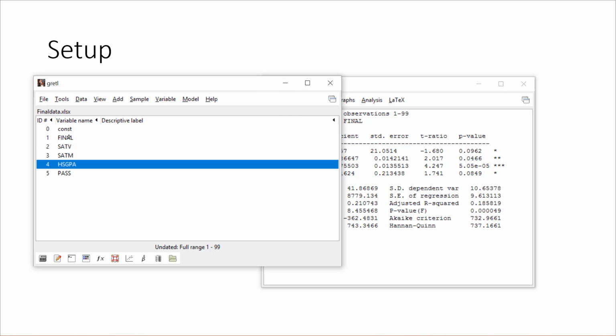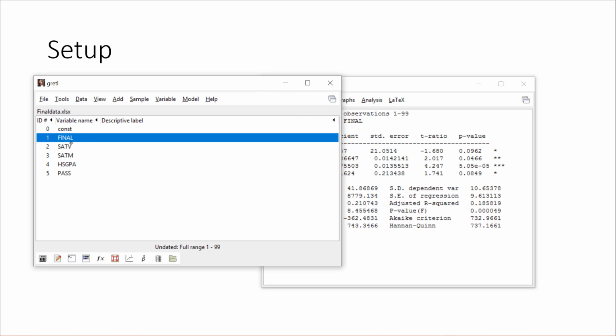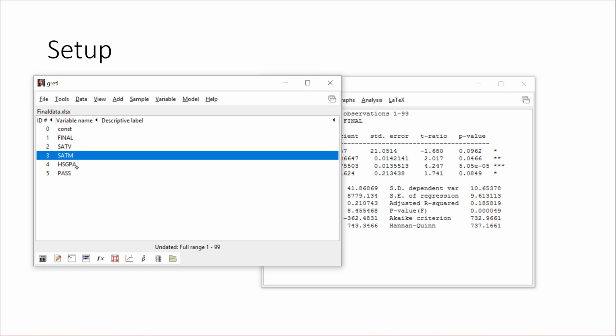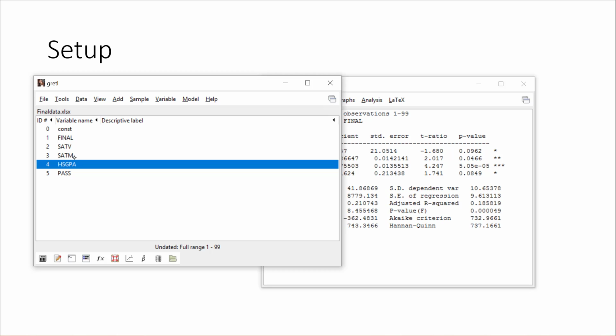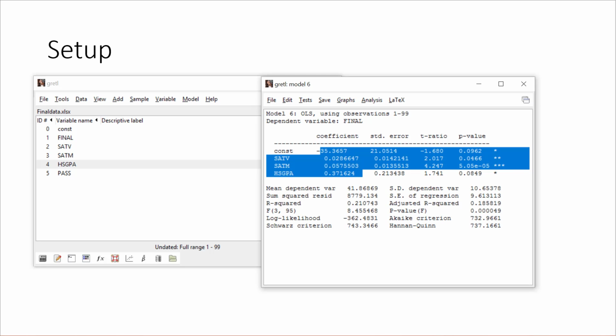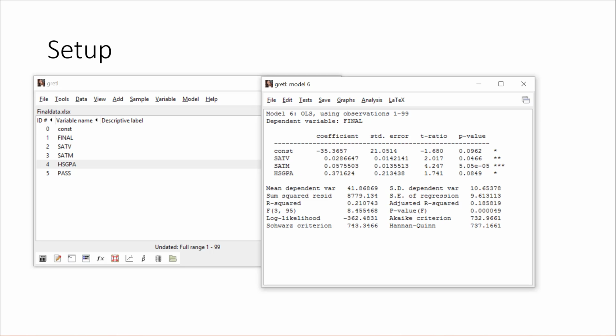So let's look at this example again. 99 students, the result on the final exam, SAT score verbal section, SAT score math section, and the high school GPA. And since we have the Gauss-Markov assumptions, OLS is the best linear unbiased estimator, and here are the OLS estimates. So what we want to do now is create confidence intervals for the beta parameters.